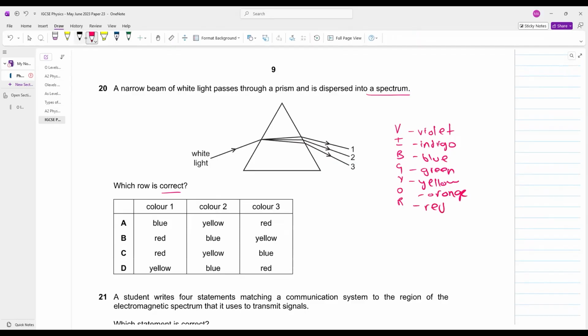You must remember that red bends least and violet bends most. And as you move down from violet to red, the bending decreases. Okay. So color three should bend the most. Which is color three? You can say blue. Blue can be color three, that is bending the most.